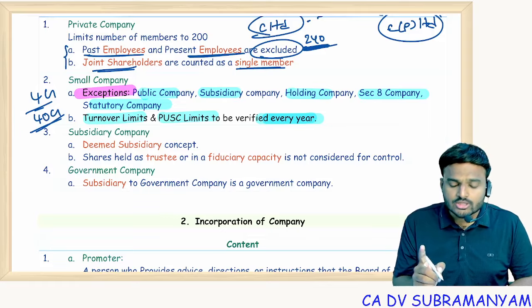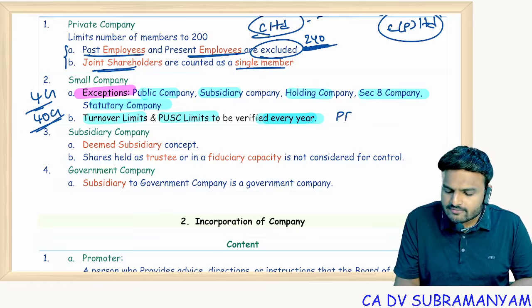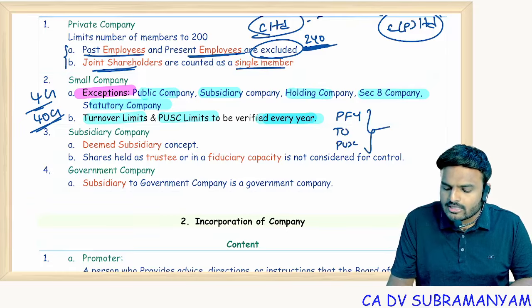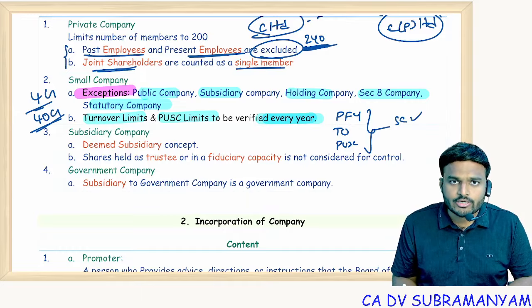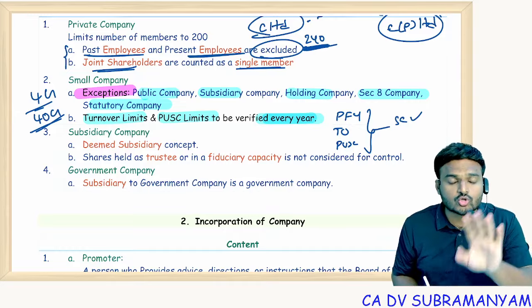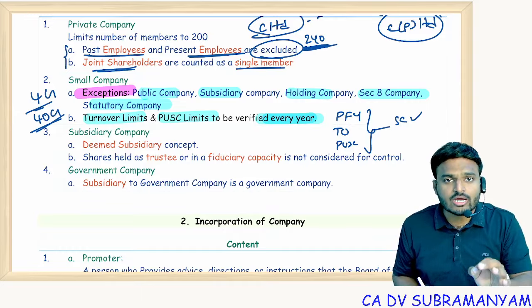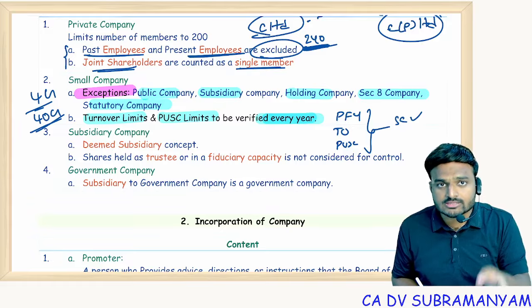You have to check the preceding financial year figures: preceding financial year turnover and paid up share capital. Based on that, you have to tell whether it is a small company or not. Once lost, forever lost? No, that is wrong. Every year you have to check the preceding financial year parameters. Based on that, for the current year, you have to decide whether it is a small company or not.